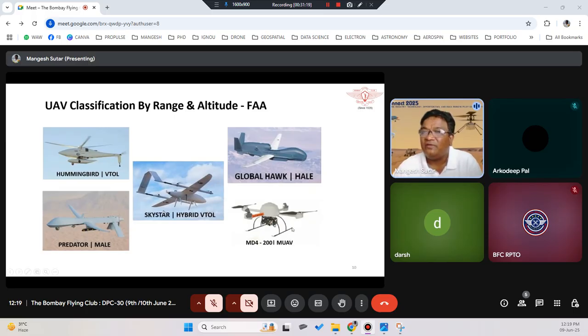Then we have the Skystar hybrid VTOL, then we have the Global Hawk, and then the MD4. These are some of the UAVs which are classified with respect to range and altitude by the FAA, or similar organizations, like Canada, European countries, Australia, Brazil, Argentina. Wherever people are using this type of thing, they are following the same classification with respect to range and altitude. Let's see how these are defined now.